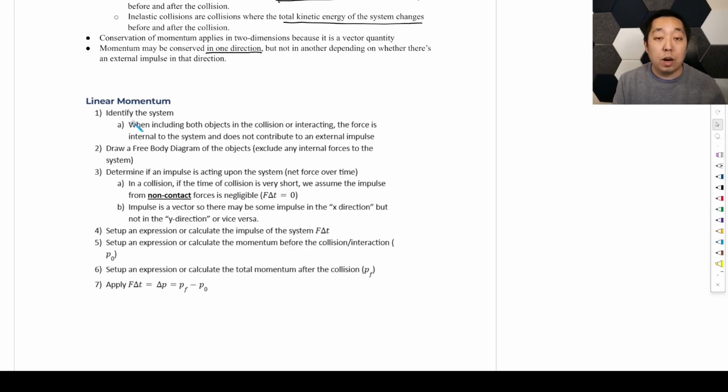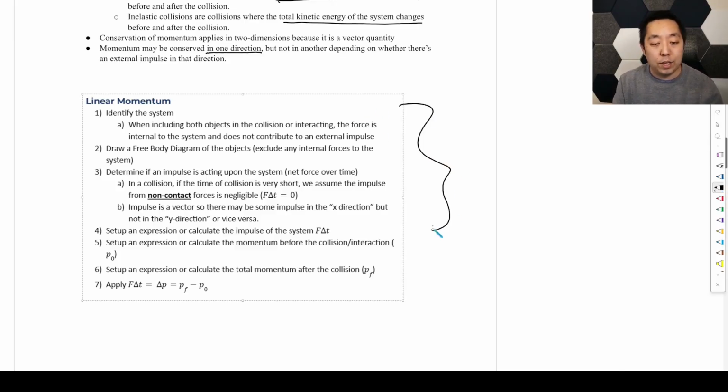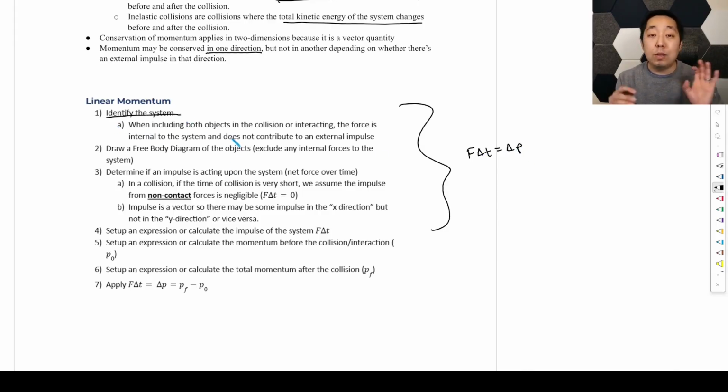So if we look at the problem-solving steps for linear momentum, it's going to look very, very close to the work and energy. Ultimately, at the core of this is you're doing impulses that change momentum. We want to identify the system. When including both objects that are interacting, either pushing on each other, colliding, or exploding, the force is internal to the system. It does not contribute to the external impulse. That's the beauty of including that.